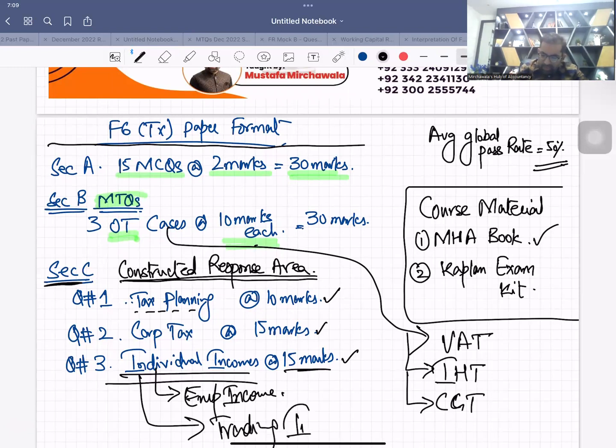So normally in this 15 marks, sometimes you get a pure employment income question, sometimes you get a pure trading income question, and sometimes you get a combination of employment plus trading income. Employment plus trading income, right?